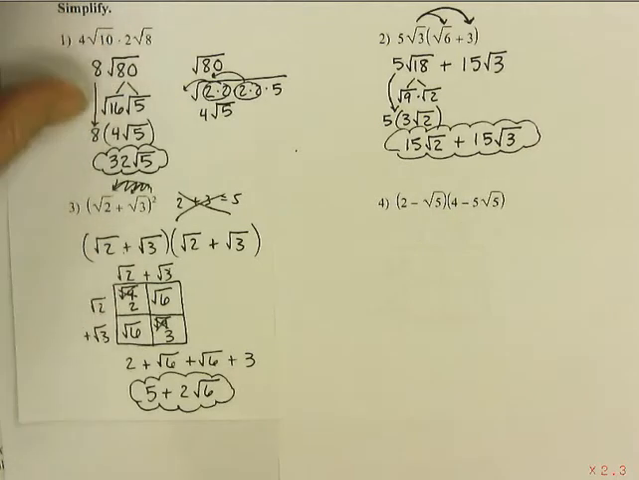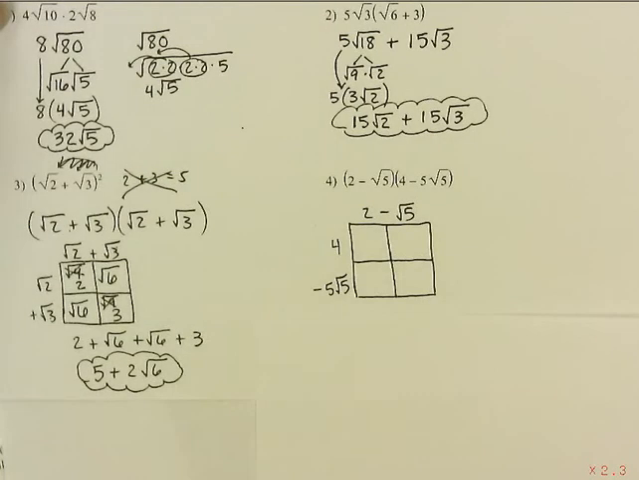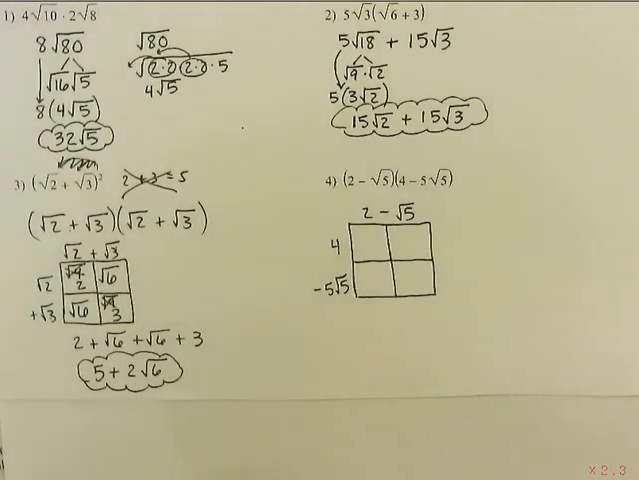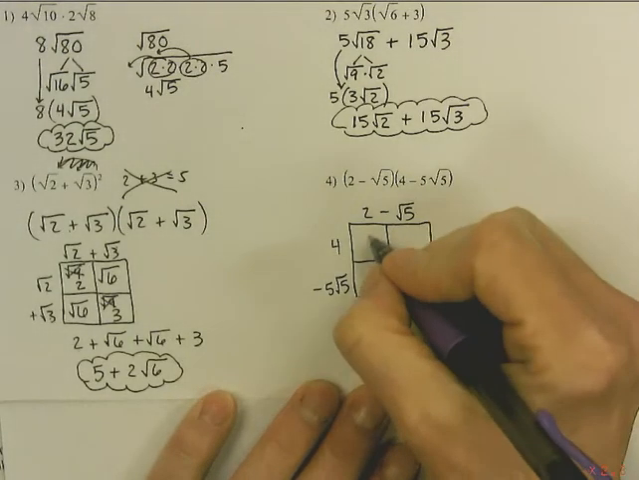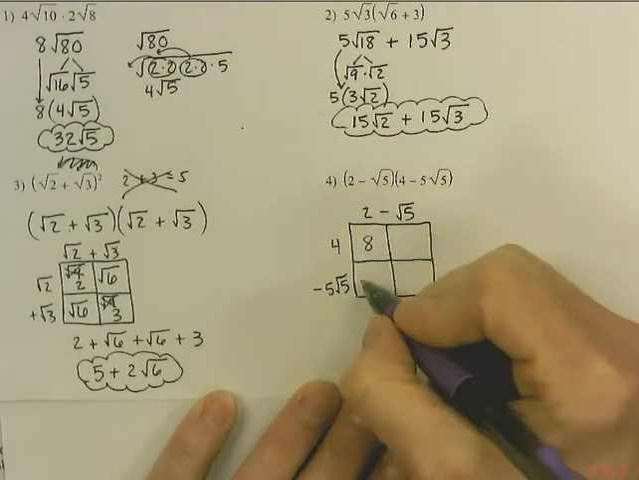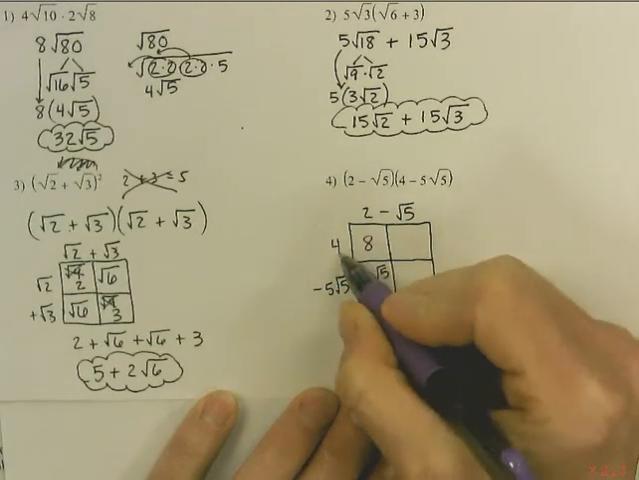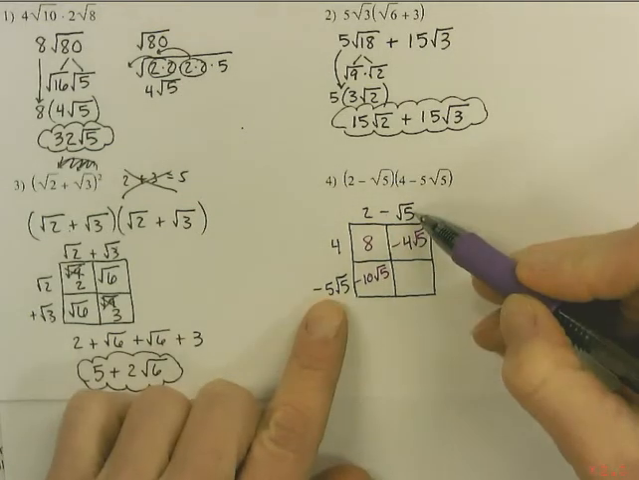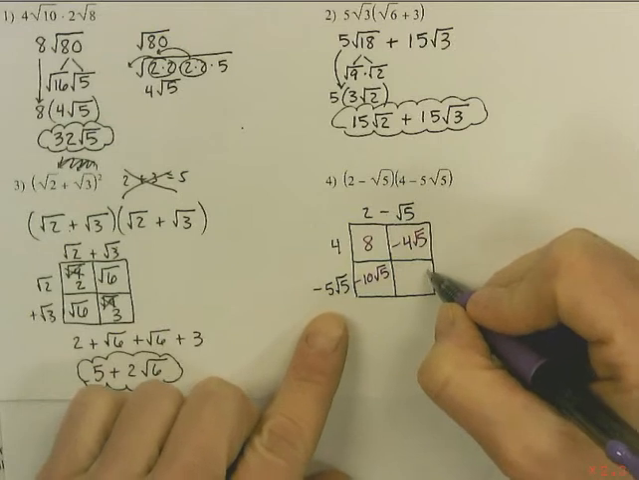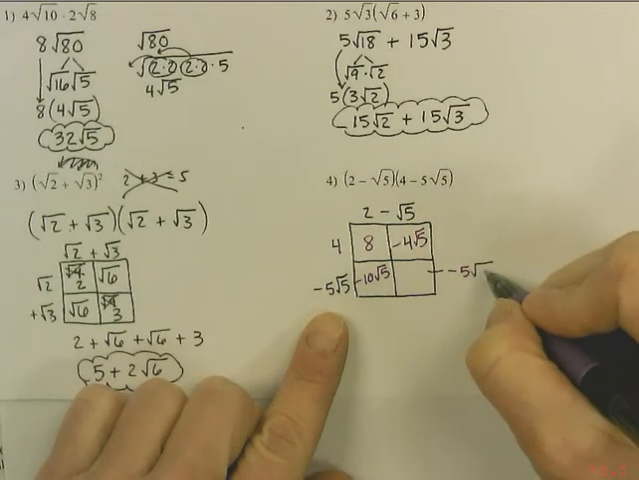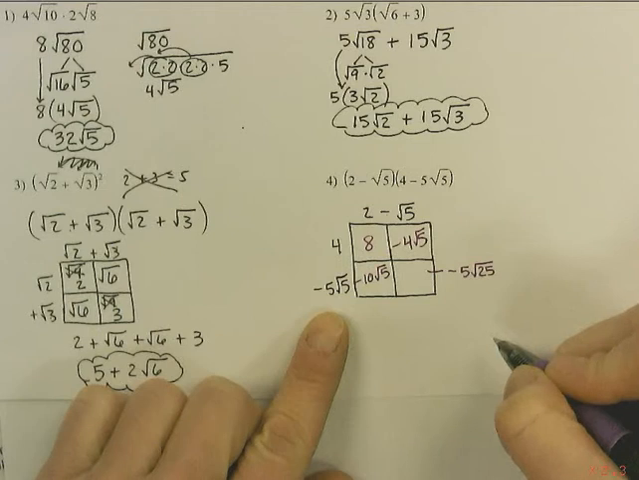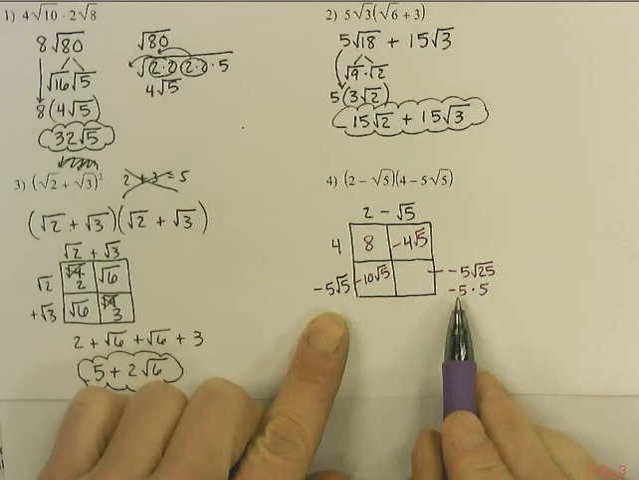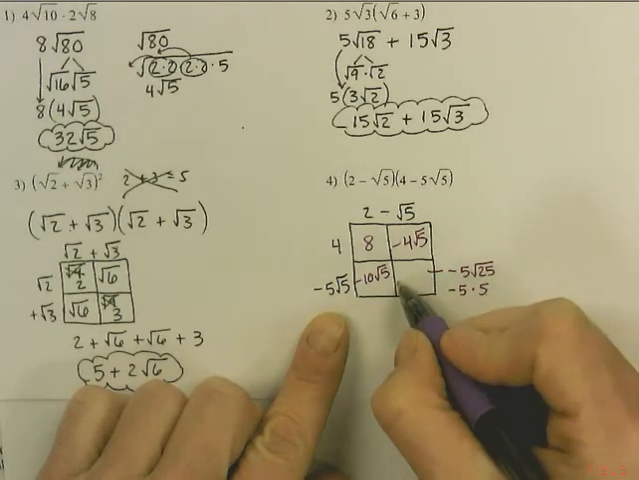All right, number 4 is just another box problem, or FOIL if you've multiplied out that way. Set it up like this and just multiply each of the dimensions. So 4 times 2 is 8. 2 times negative 5 root 5, negative 10 root 5. 4 times negative root 5 is negative 4 root 5. Be careful on this last one. So this last box is going to be negative 5 times the square root of 25. Square root of 25 goes to a whole number. So it's negative 5 times 5, so this whole box is going to be negative 25.